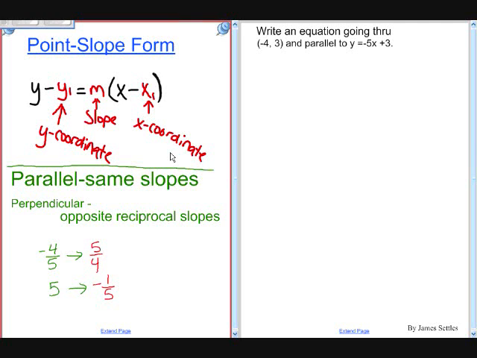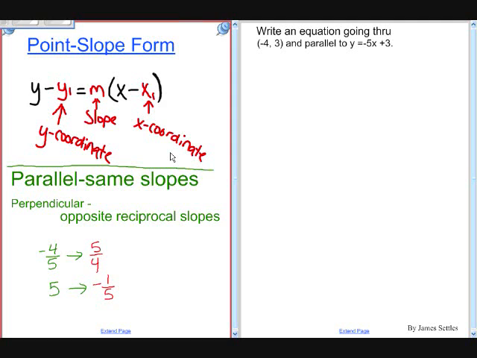Okay, we're going to look at writing equations that are parallel or perpendicular to other equations. We're still going to be using point-slope form because we're going to be dealing with a point that it has to go through, and then we're going to have to find the slope by using the equation that they give us. If it's parallel, we need to know what parallel means, and if it's perpendicular, we need to know what perpendicular means.